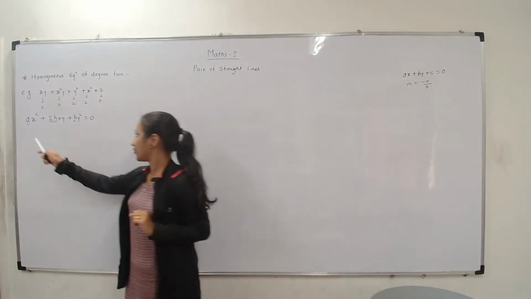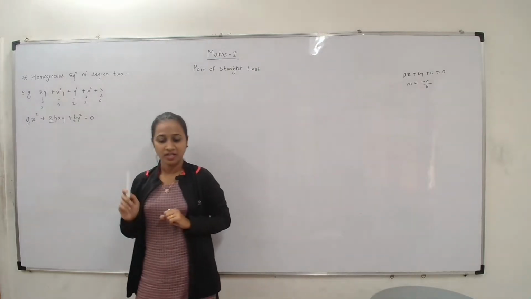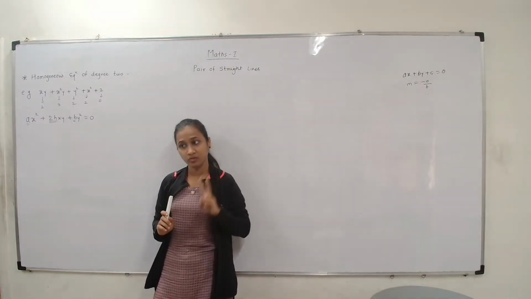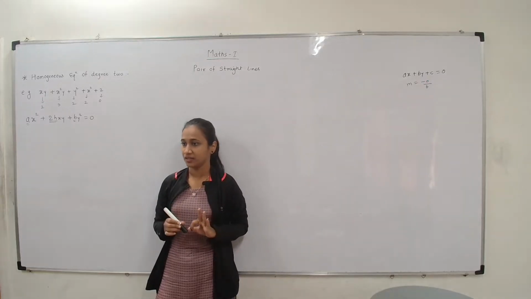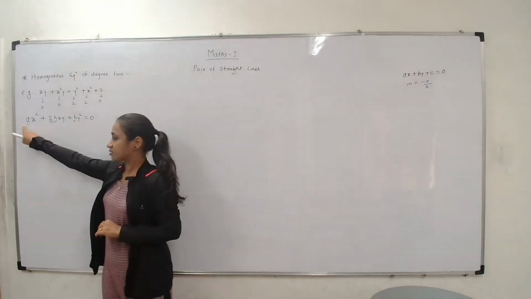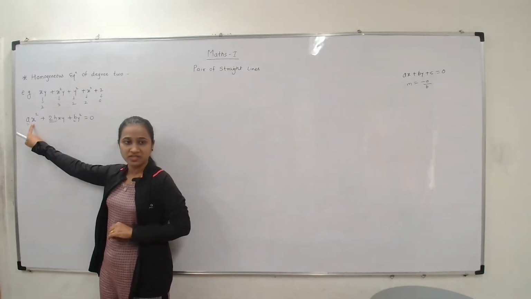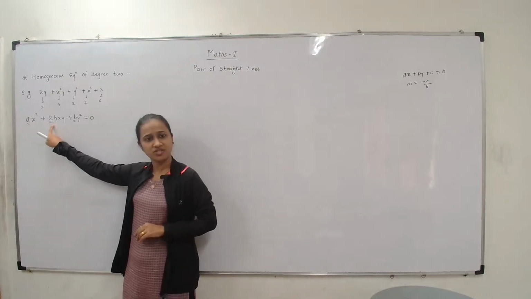Okay, so the equation is ax square plus 2hxy plus by square. This is an equation in two variables. In this equation you have three terms and the degree of each term is the same, and it is 2. See, a is constant, x square has degree 2, so the degree of the whole term is 2. 2 is constant, h is also constant.